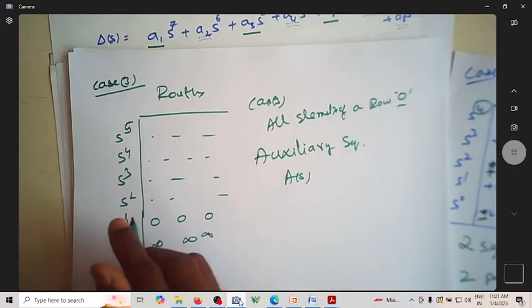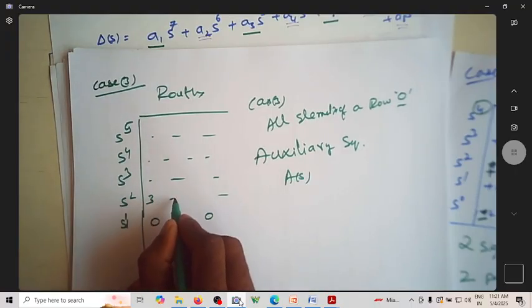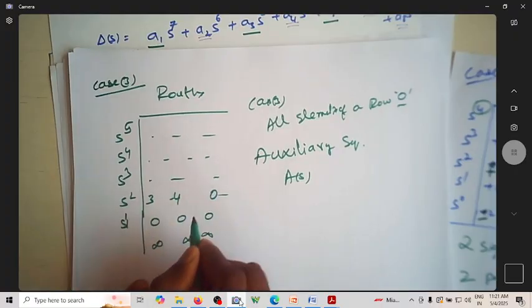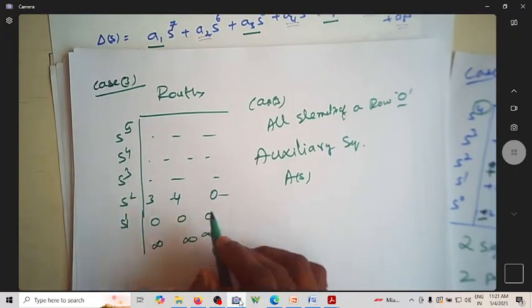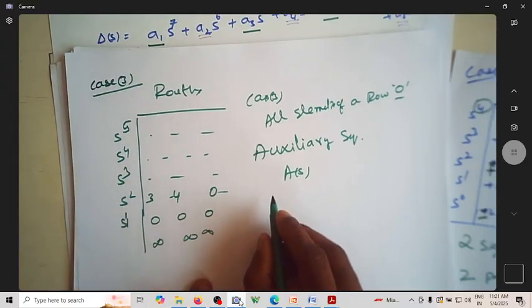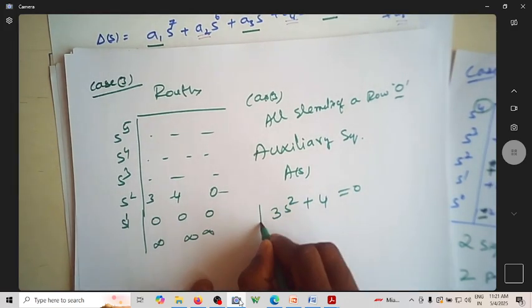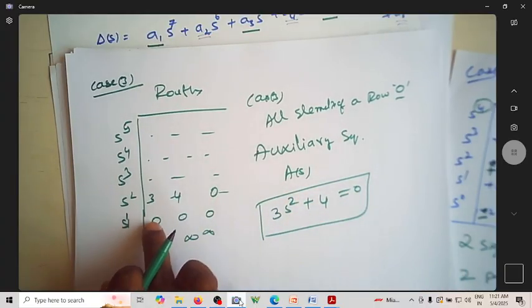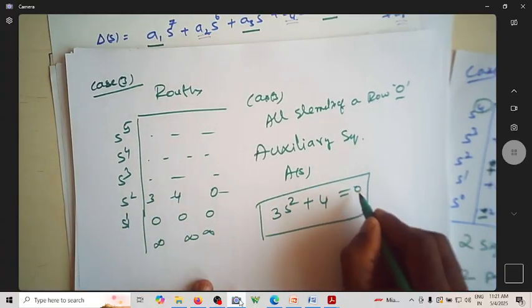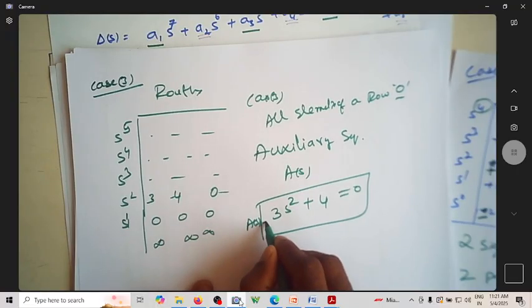Assume that the row above this is something like 3 4 0. So what does this 3 4 0 actually correspond to? This corresponds to 3s^2 + 4 = 0, the equation from the row above. I'll call this the auxiliary equation.